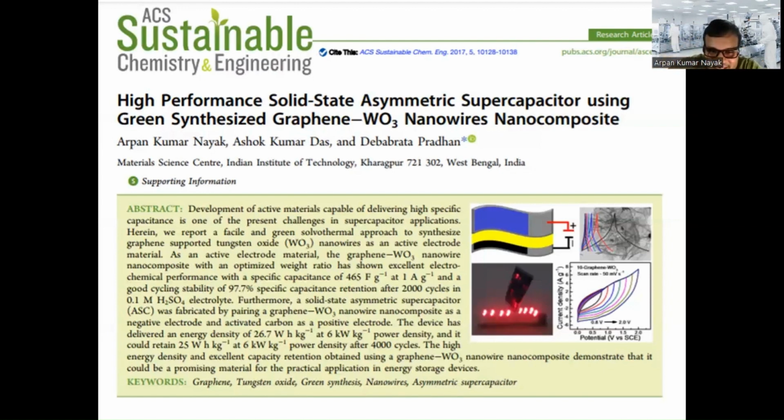You can see the next sentence starts with "herein we report a facile". Then what do we report? Which method we applied: solvothermal approach. Then what we prepared, we mentioned it. Then our main objectives and the findings we observed. Here we gave one finding: 465 farad at 1 ampere, the best result we want to show. Another one is stability.